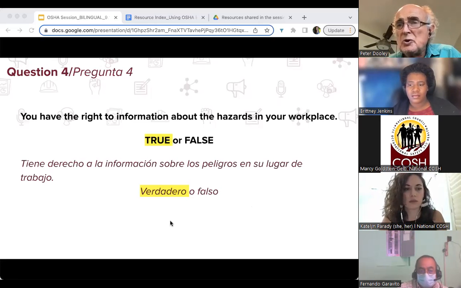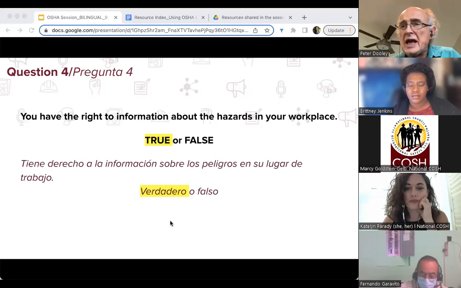It's one of the most powerful things about the OSHA rights that workers have. And again, people need to know exactly what they're entitled to in order to be requesting that information under law.